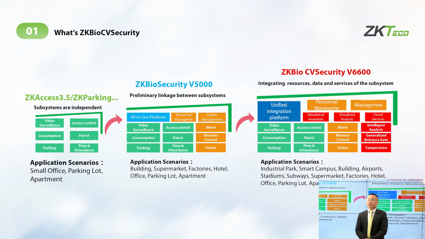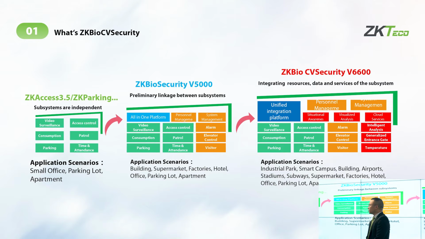From this diagram, it's very interesting. This diagram shows the ZKTeco security platform, all the integration and upgrading step by step, year by year. The first generation we call the security 1.0 version. Everybody knows ZKBio Access 3.5, ZKBio Access, and also ZK Parking. The software just had a single module or two modules, like time attendance with access control, and also just the single parking module.